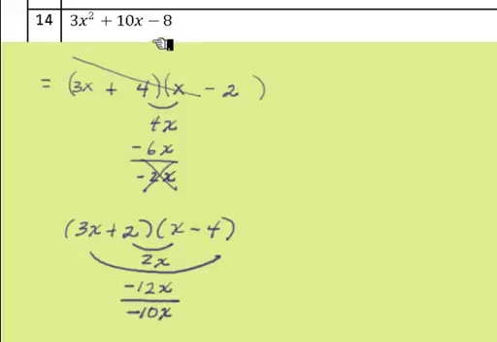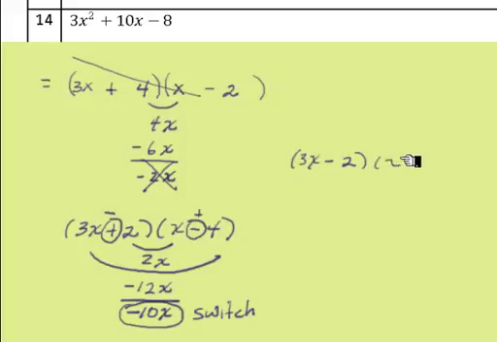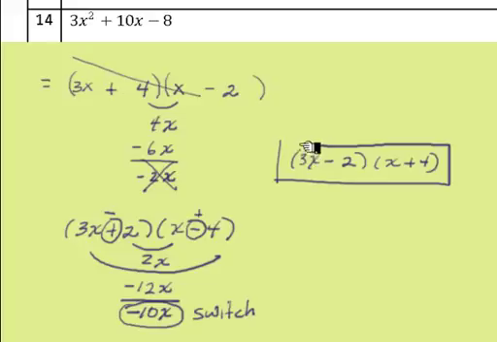So if we have the middle term but with opposite signs, like we have here, then what we do is just switch these signs, make this a negative and this a positive, and that'll be the correct factorization. So the correct factorization is 3x minus 2, x plus 4. So again, if we do our check of the middle term and we end up with the opposite sign, okay, the correct term but with opposite signs, then we switch our signs.